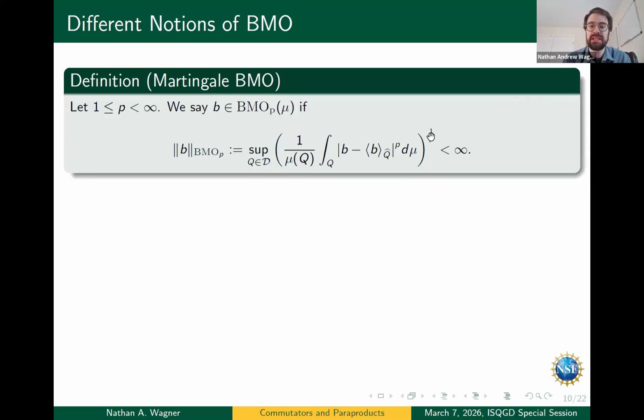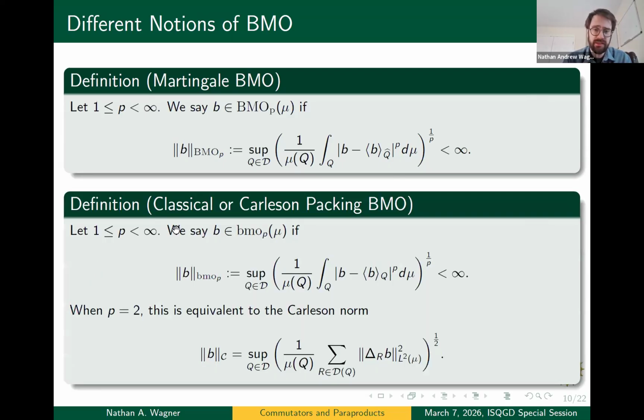And notice that there's an exponent of p here. I have an L^p average rather than an L^1 average. I'll say more about that in a moment. There's also the classical or Carleson packing BMO notion, which we denote by a lowercase bmo_p. For this one, we just subtract the average on Q rather than the average on the dyadic parent of Q. And when p equals 2, it turns out that this norm is equivalent to a reformulated Carleson packing condition where you sum up L2 norms of martingale differences on cubes that are all contained in some ancestor cube.